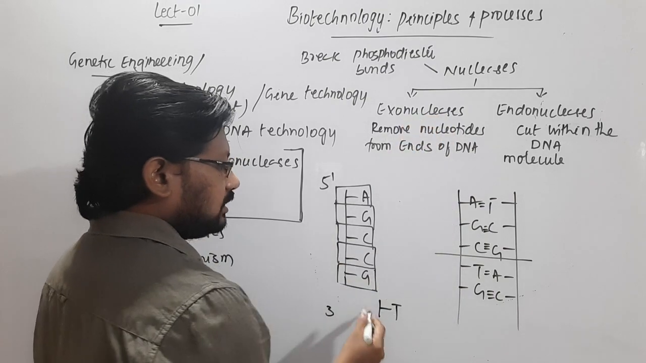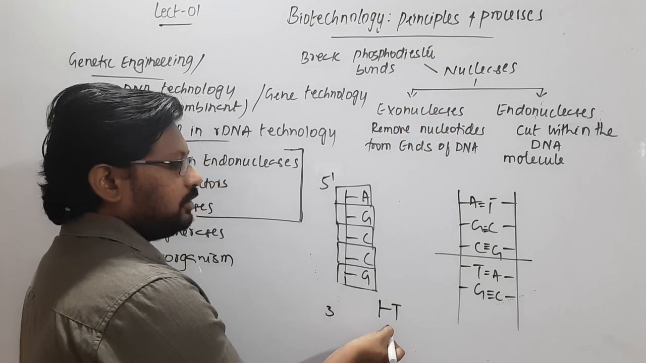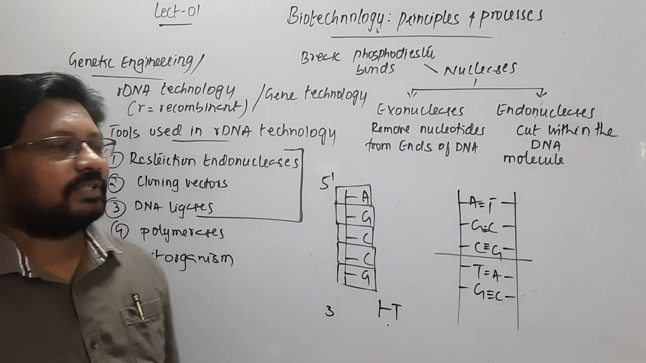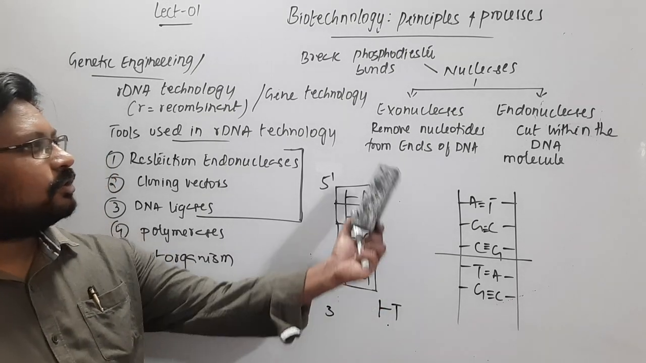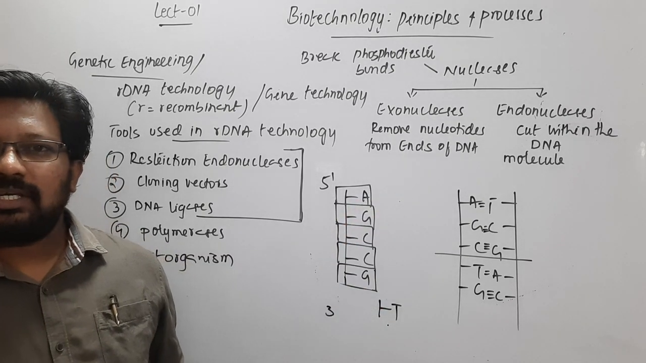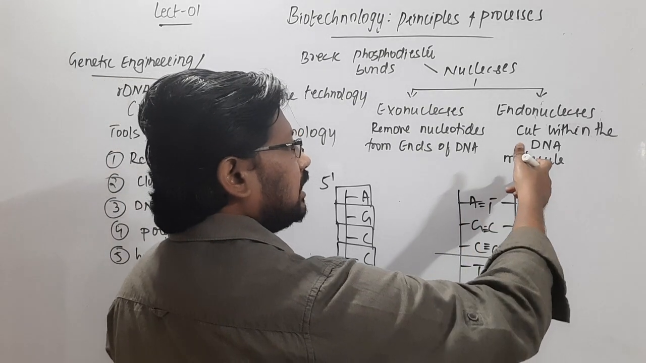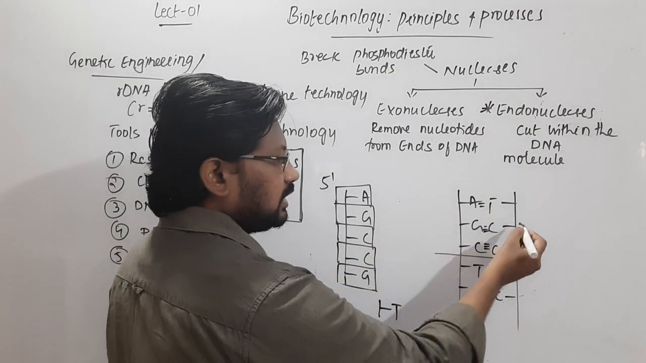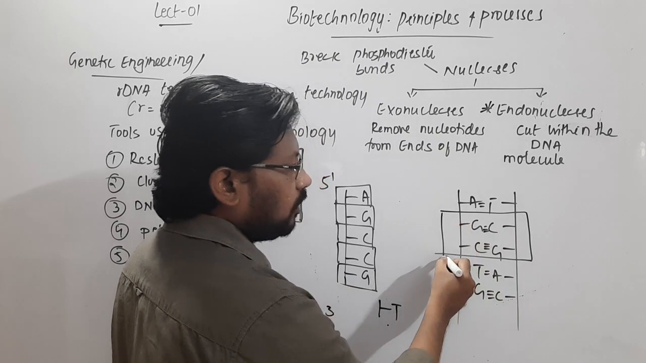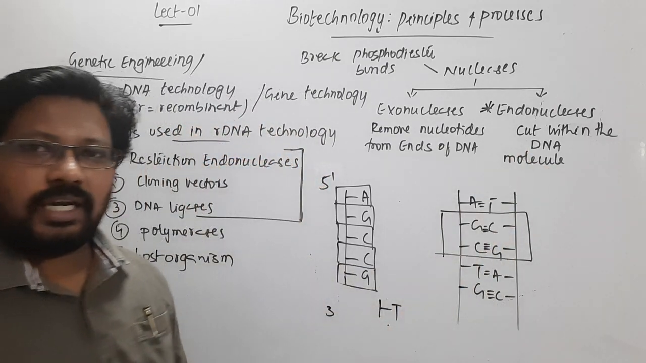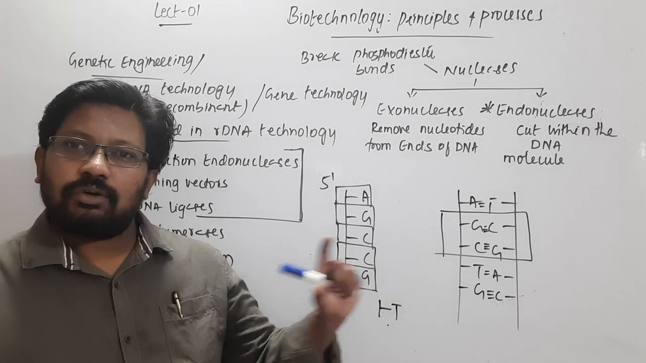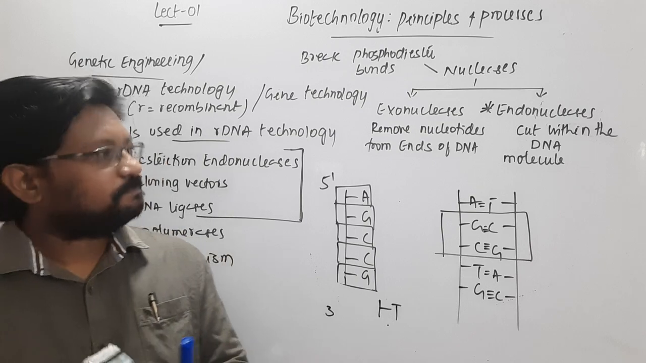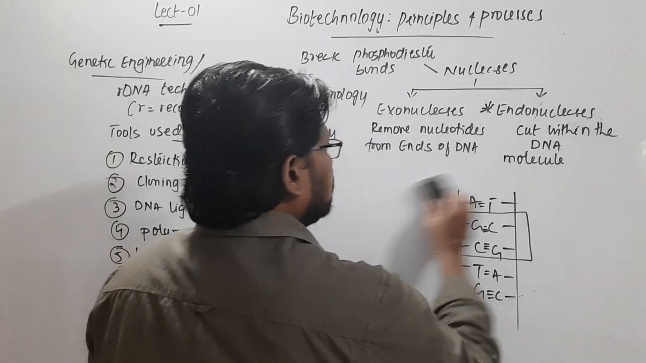Exonucleases just remove nucleotides from the ends of DNA, whereas endonucleases cut within the DNA molecule. So we don't want exonucleases. For making rDNA, endonucleases are most important, because if I want a particular segment, from this point to this point, then I can use endonucleases and cut that fragment of DNA within that DNA molecule, right?